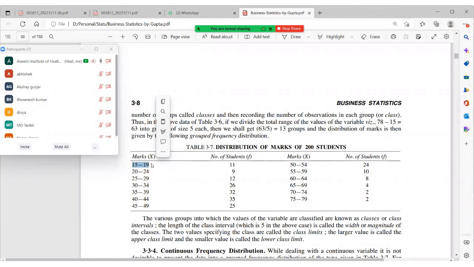Now, what are the intervals on this? If we count in this, 15, 16, 17, 18, 19, right? There are 5 marks coming in these, including 15 and 19. So this is the interval of 5, or we say the length of this interval is 5, or we say width is 5. Clear?